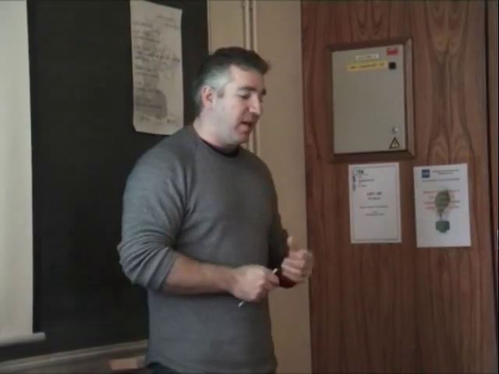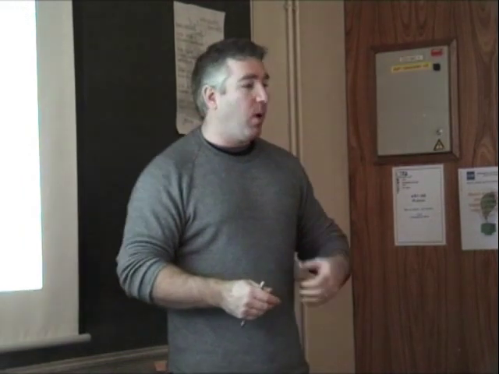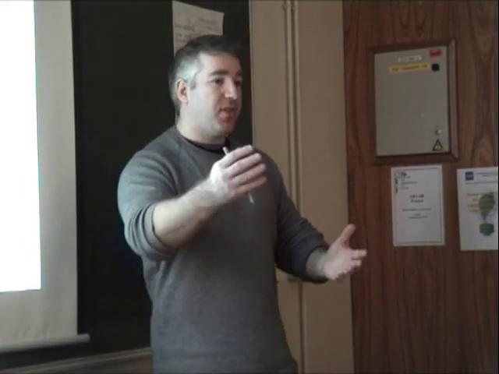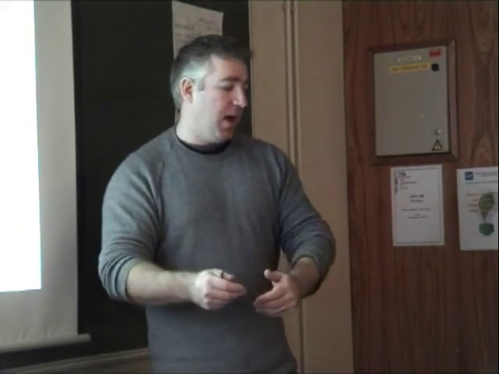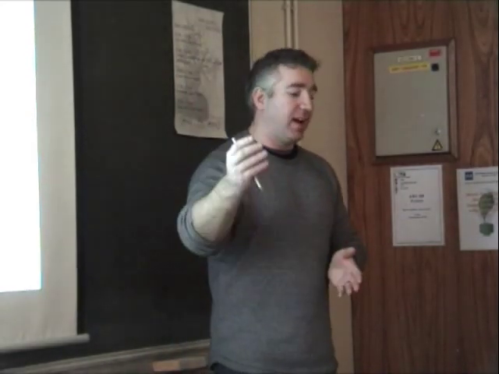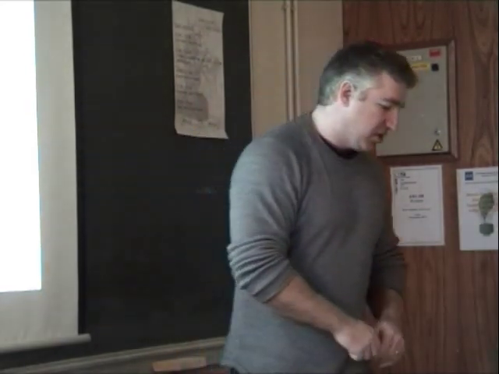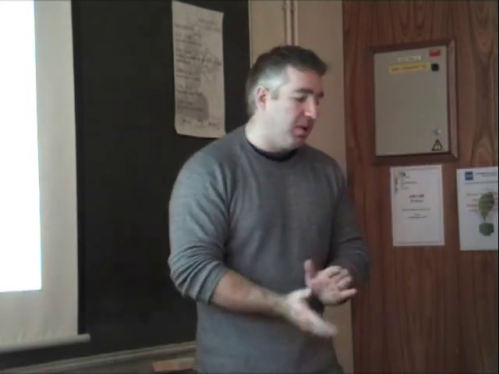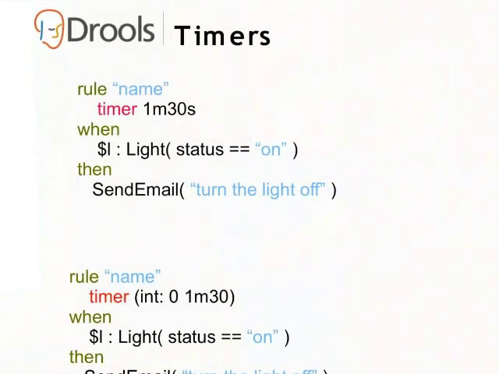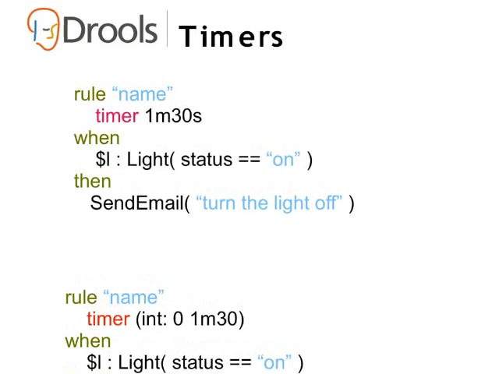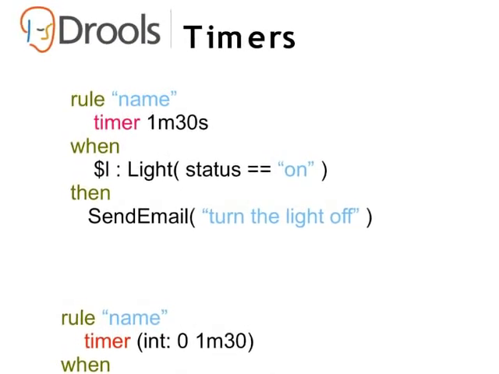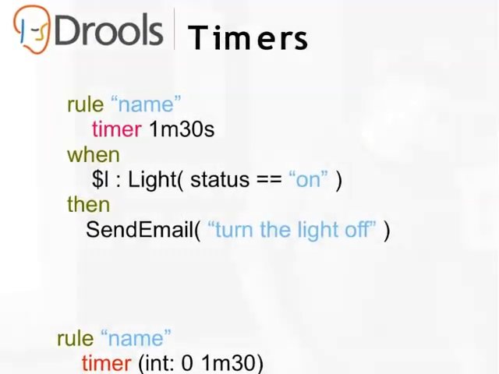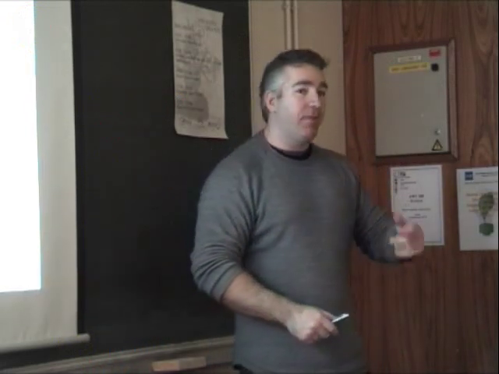Now Drools has this thing called duration. Duration was a way of saying a delay in the firing. So it's saying when this is true, wait 30 seconds before actually doing it. And if it stops being true before it gets to those 30 seconds, then stop what you're doing. So what we're saying here is when the light is on, after a minute and 30 seconds, turn the light off. It's a timer that will turn the light off after a minute and 30 seconds if the light is still on.